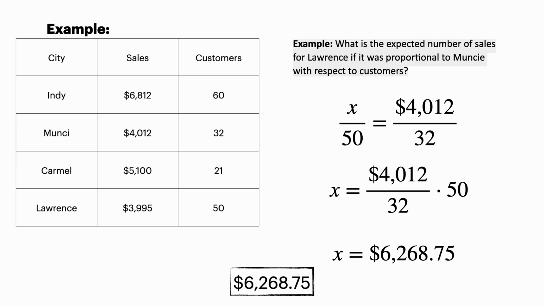$6,268.75. Now, what was the actual value? What was the actual sales for Lawrence? It was roughly $4,000. So that means, I suppose, that they are doing a little bit lower in sales than they would if they were proportional to Muncie. But maybe Muncie's just one of those locations that is, I don't know, just doing really well. And that happens sometimes in business. All right.